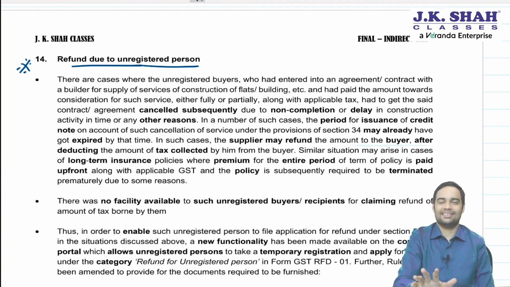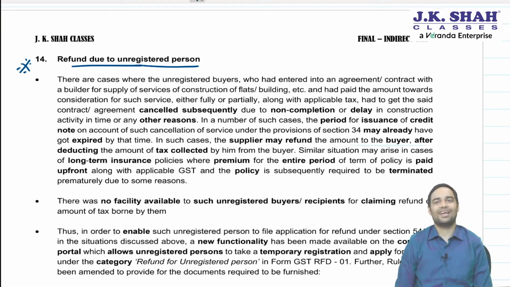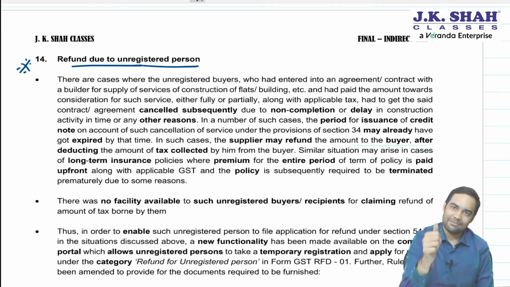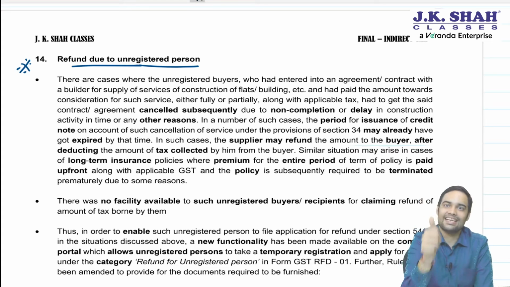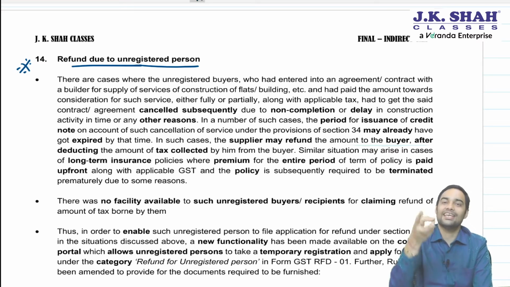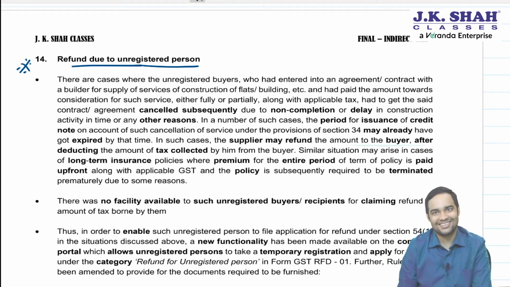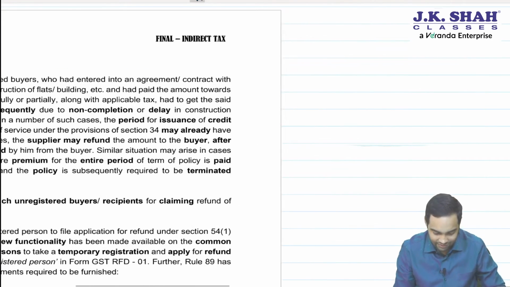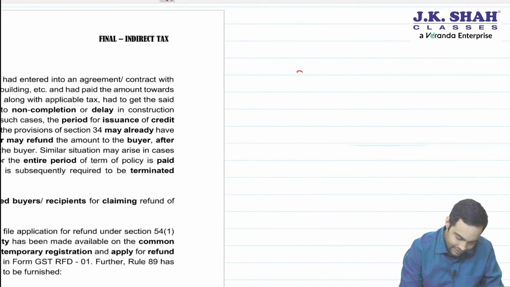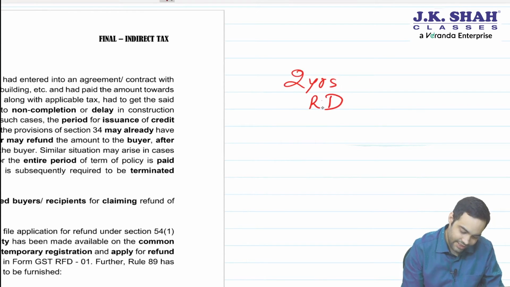In such cases, the recipient can apply for refund by taking a temporary ID on the GST portal, and now he can file a refund application even though he is unregistered. Is it, sir? Yes. Now the question is, what will be the relevant date? Because don't forget one thing, a refund application can be only filed within 2 years from the relevant date.